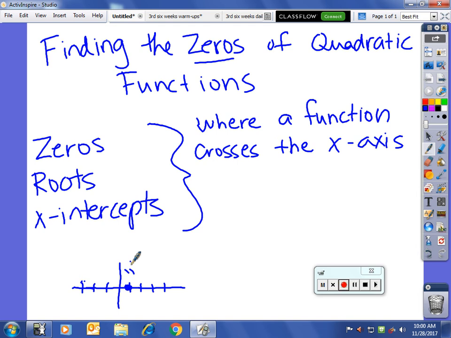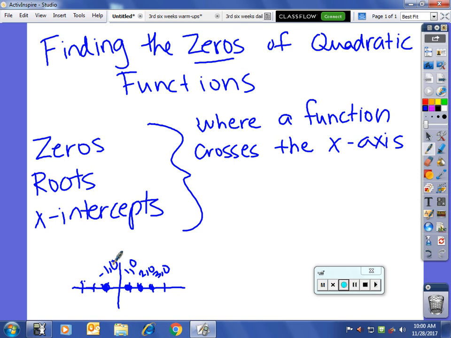1, 0. What's this point? 2, 0. What's this point? 3, 0. What's this point over here to the left? -1, 0. What do all those points have in common? They all have zeros where? At the y.